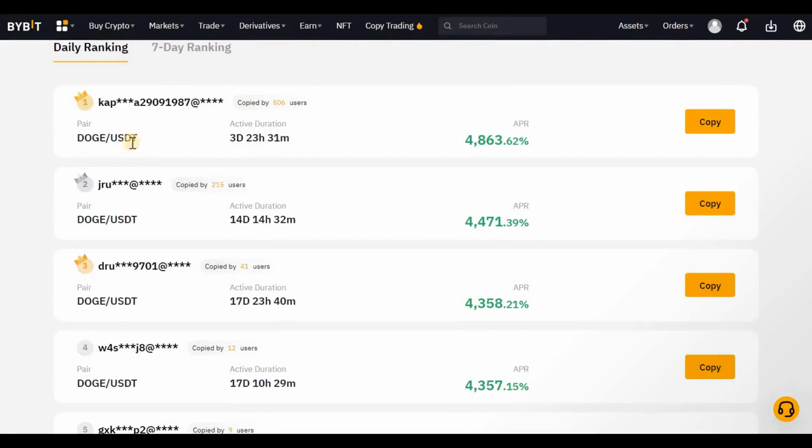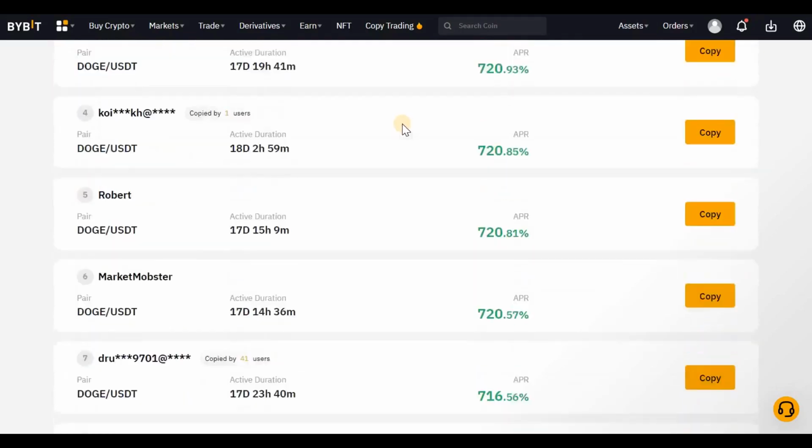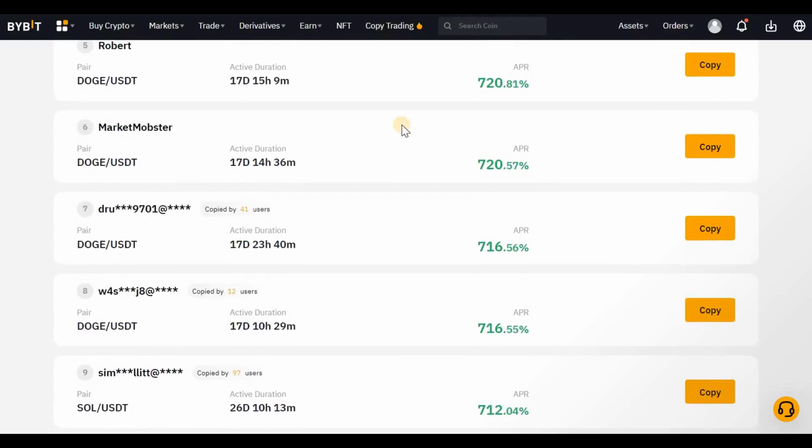Right here, you can choose to select any of these bots and make consistent profits for yourself. You can see the annual percentage rate of each strategy. There is the daily ranking and the 7-day ranking. To get a general overview of these strategies, you should select the 7-day ranking. This will show you how these strategies have performed over a longer period of time. You can scroll down and select the best available trading bot that you want to copy.